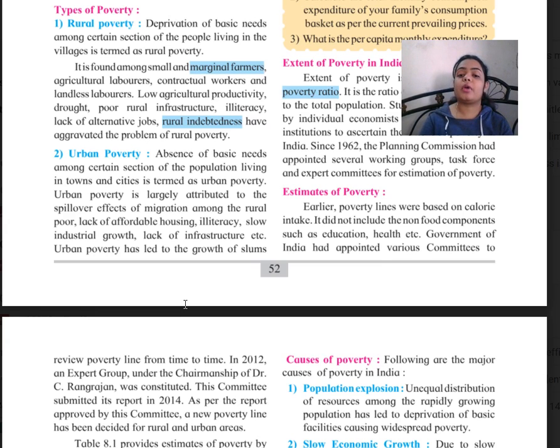So, how do you calculate the poverty line, or how do you estimate that someone is below the poverty line, someone is above the poverty line? For that, there is a basic calorie intake which we had studied in the earlier part of the chapter, in which it was written 2400 for the rural people and 2100 for the urban people. So this was the calorie count, everyday calorie intake for a human body. In this they did not include the non-food components such as education, health, etc. Then the government appointed another committee to check all these factors.